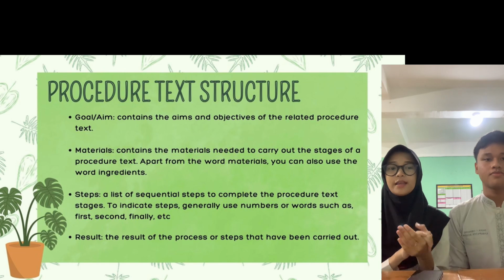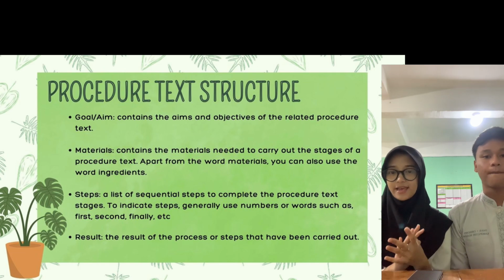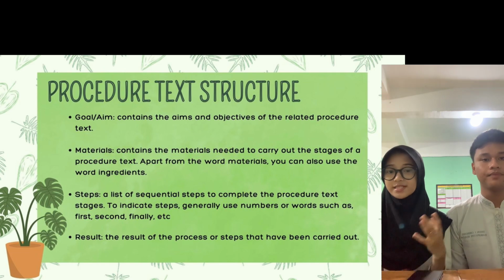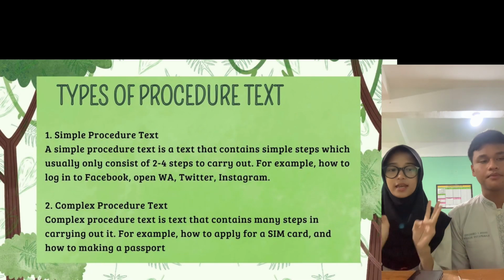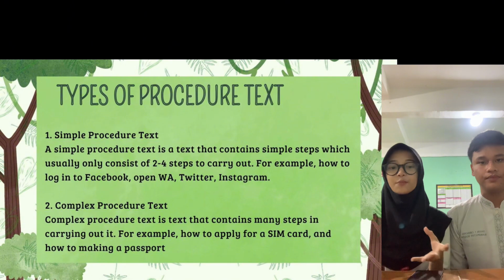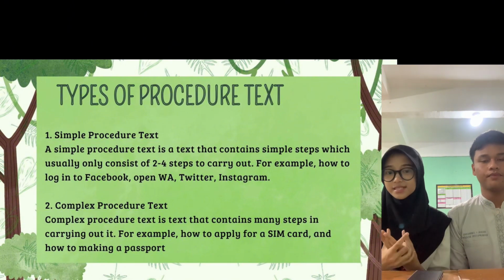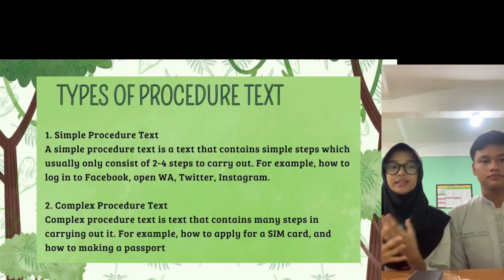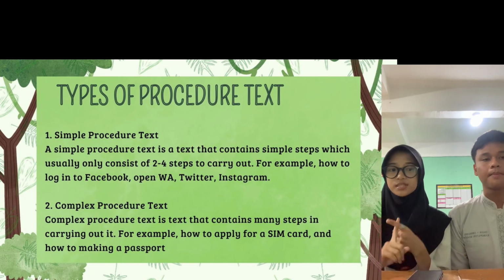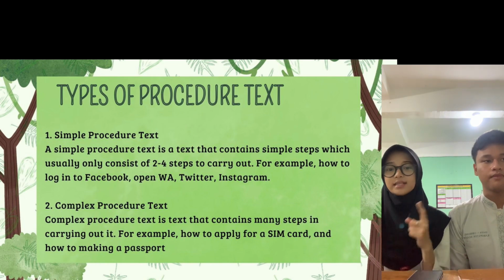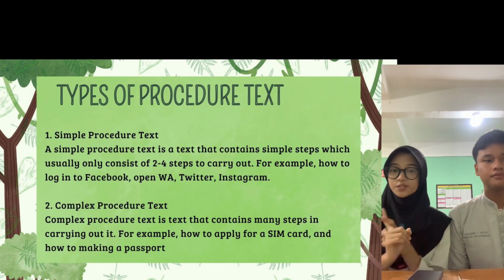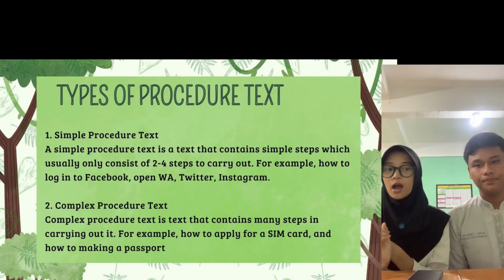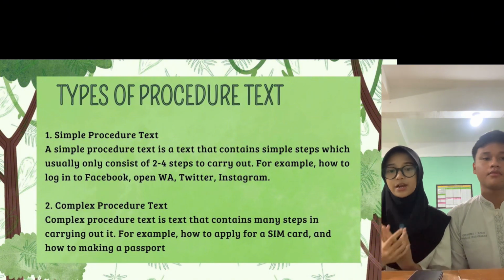Next, types of procedure text. How many types of procedure text are there? There are three types. First is simple procedure text. A simple procedure text is a text that contains simple steps, which usually consist of only 2 to 4 steps to carry out. For example, how to log in to Facebook, how to open WA, how to open Twitter and Instagram.